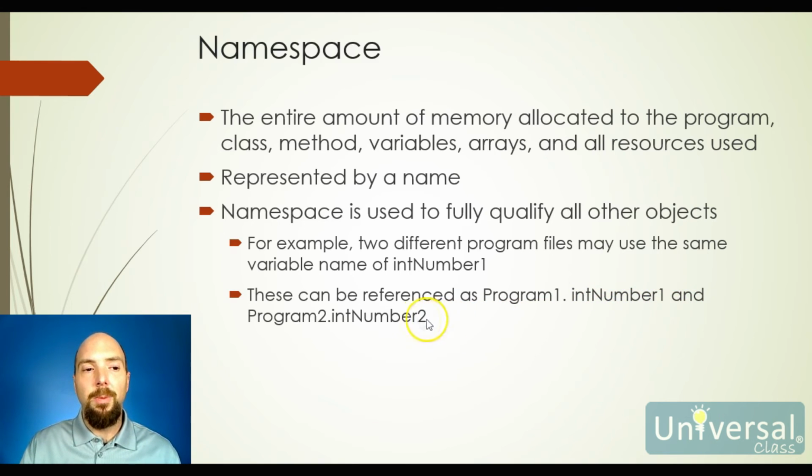So in this case, it's possible for us to have program1.intNumber1, and then we could also have an intNumber1 here for program 2. Now this says intNumber2, but imagine if this said intNumber1, how would we tell the difference between intNumber1 in program 1 and program 2? Well, the way that we tell the difference is by fully qualifying it. So we say program1.intNumber1, and then program2.intNumber1.